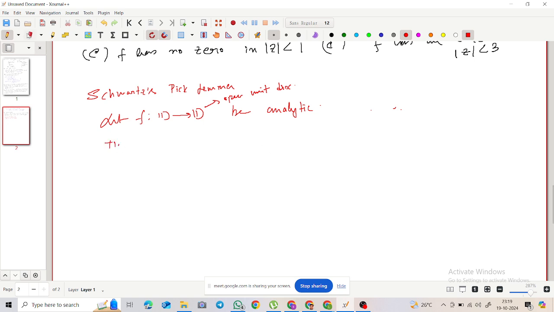Then mod of f'(z) is less than or equal to 1 minus mod of f(z) squared by 1 minus mod of z squared.